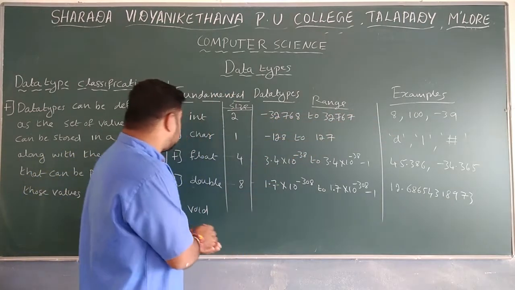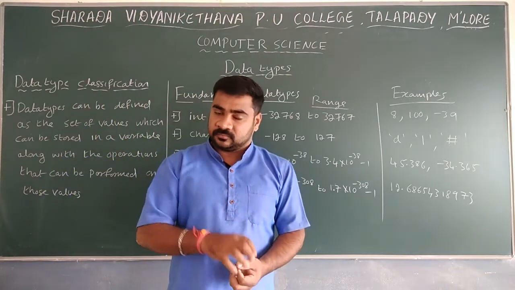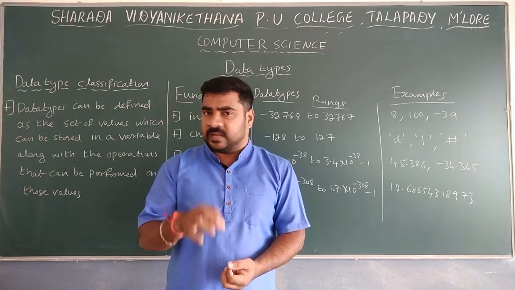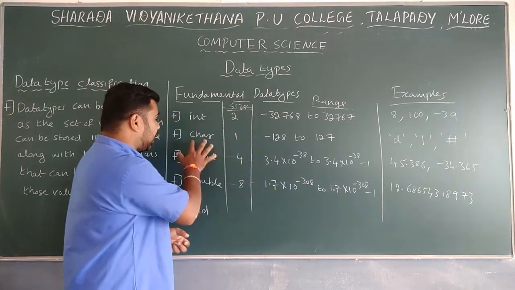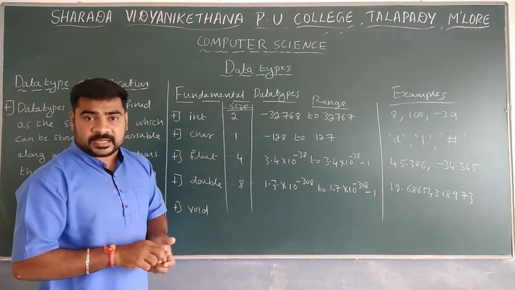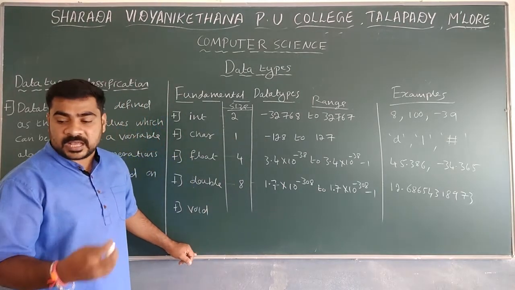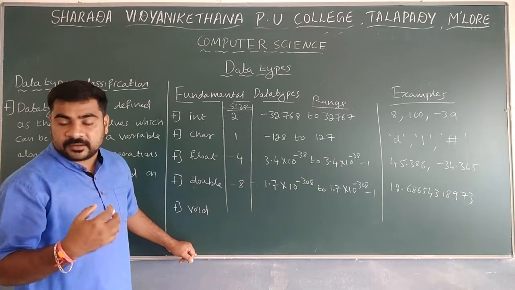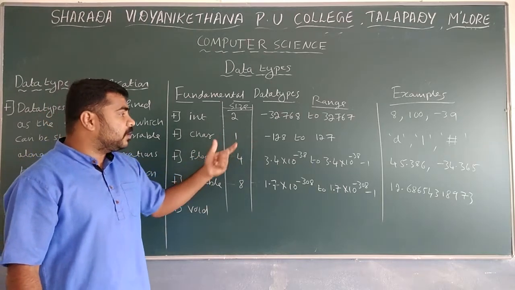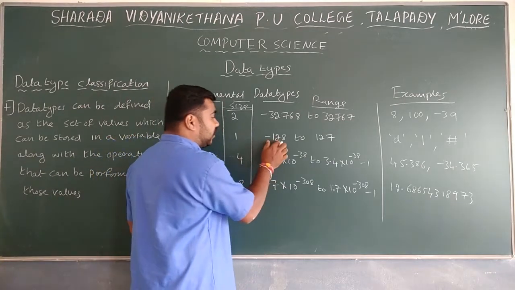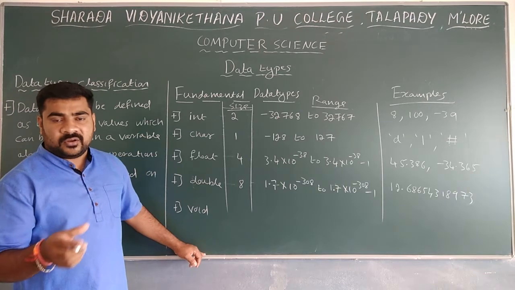The next one here is the character data type. Character is also known as char. Char is a keyword. Normally you say it's a character type. If you take the character type, the size will be only 1 byte. Character type requires only 1 byte of memory size. And remember, it can store only minus 128 to 127. Only that much value can be stored.